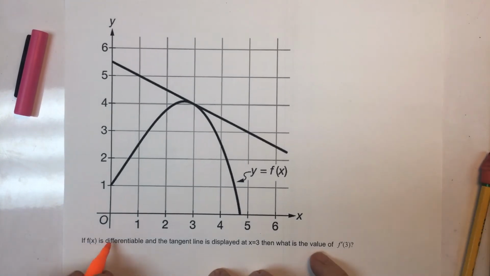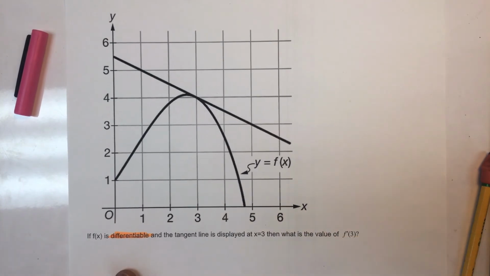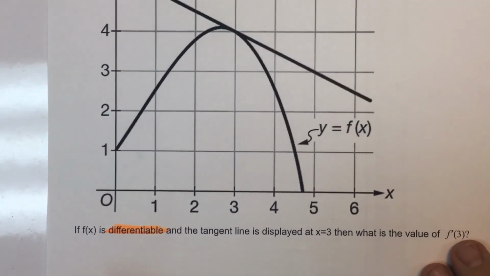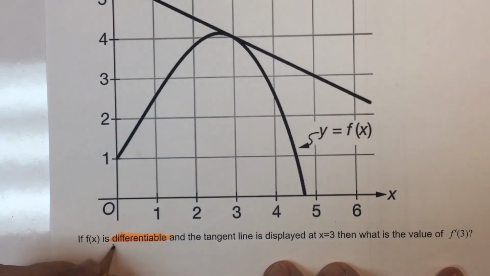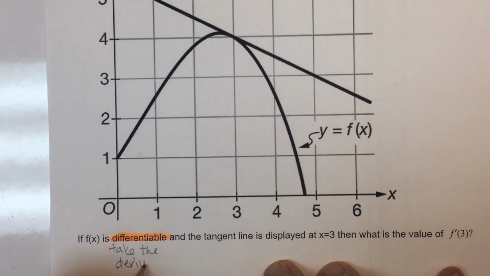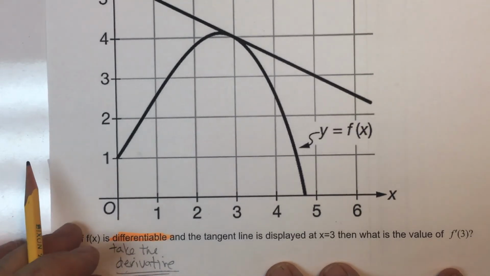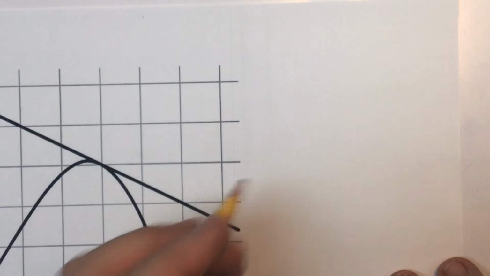So, differentiable. That's a key word. That literally means that you can take the derivative. Okay? So if we can take the derivative or find f prime, that means that we have the ability to find a slope. So I'm going to put a little flow chart over here for you.